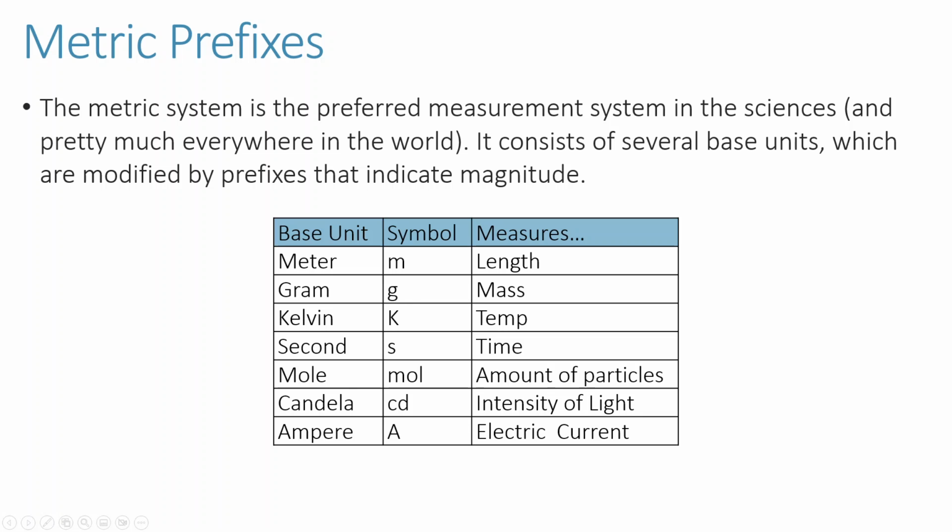It consists of several base units, which are modified by prefixes that indicate magnitude. So meter measures length, abbreviated by a lowercase m. Gram, abbreviated with a lowercase g, measures mass. We use Kelvin as our base unit with a capital K for temperature. You might also see Celsius as well. Seconds with a lowercase s is for time.